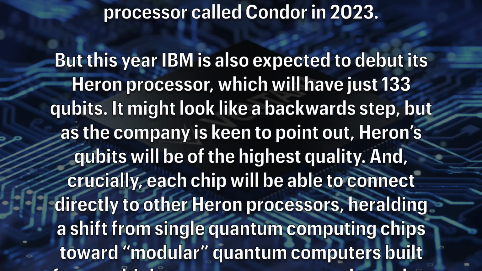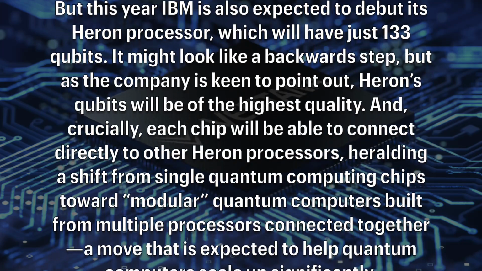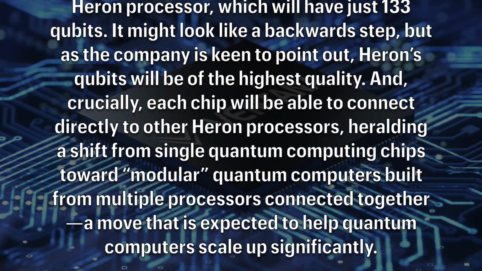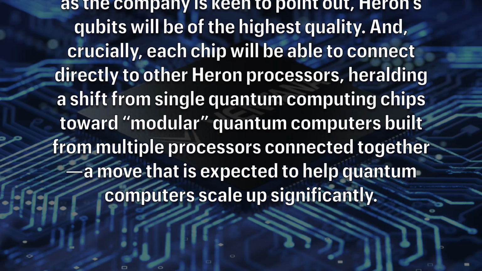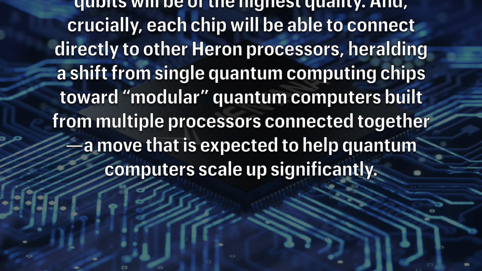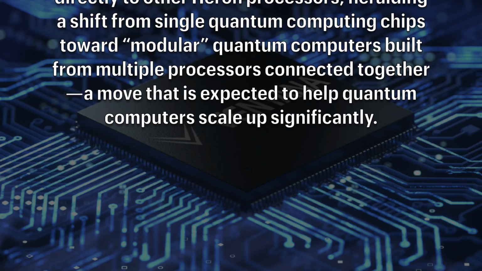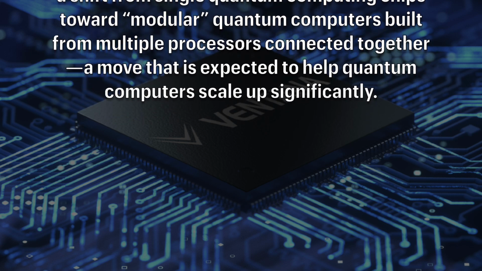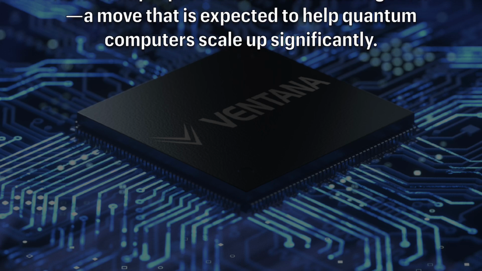It might look like a backward step, but as the company is keen to point out, Heron's qubits will be of the highest quality. And crucially, each chip will be able to connect directly to other Heron processors, heralding a shift from a single quantum computing chip towards modular quantum computers built from multiple processors connected together, a move that is expected to help quantum computers scale up significantly.